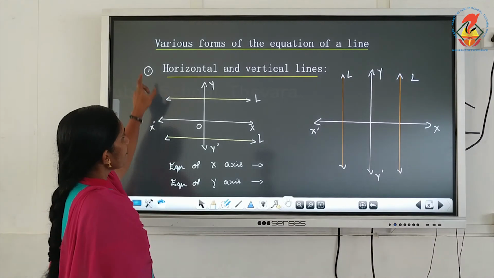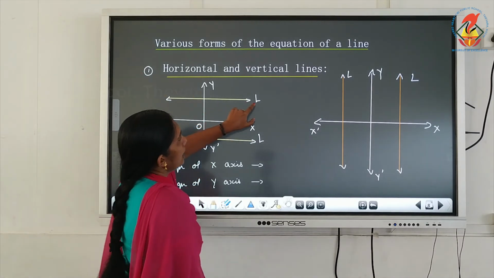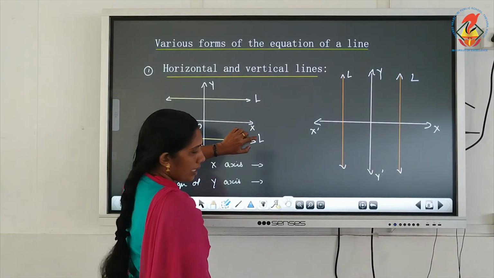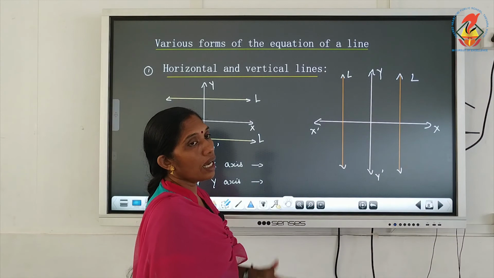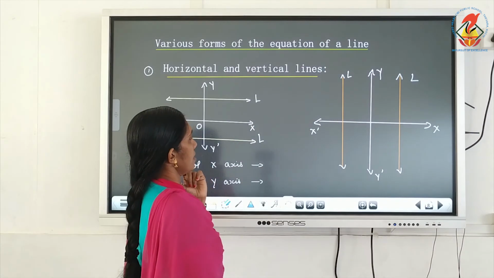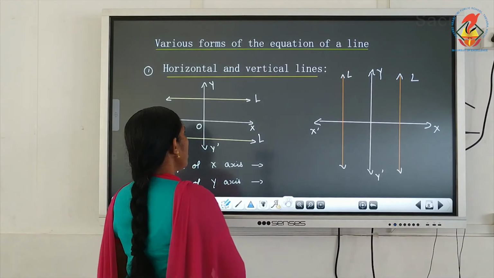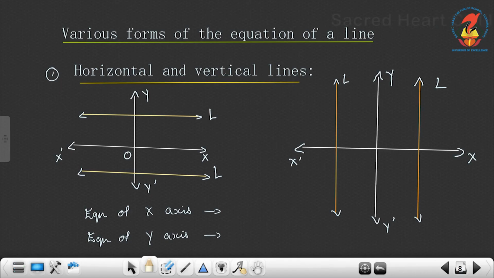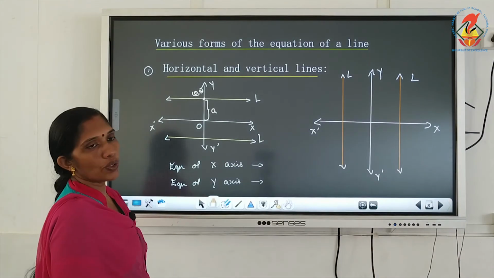So look at the figure. X axis, y axis. L is a line, a horizontal line, or it is parallel to the x axis. Suppose L is at a distance a from the x axis. Everywhere it is a. This point on the y axis I can write as (0, a). So the y coordinate is equal to a.